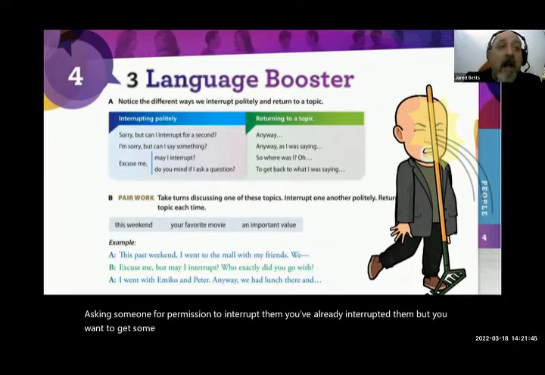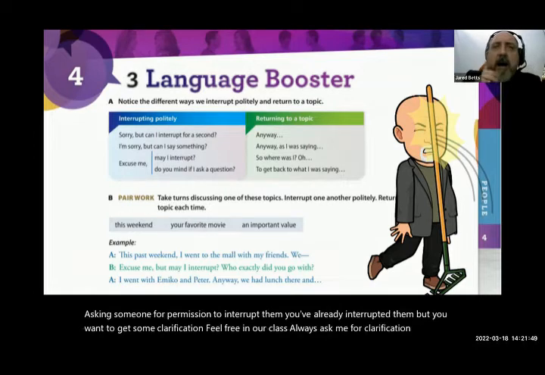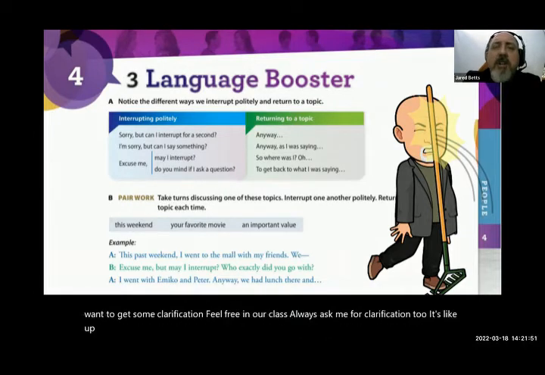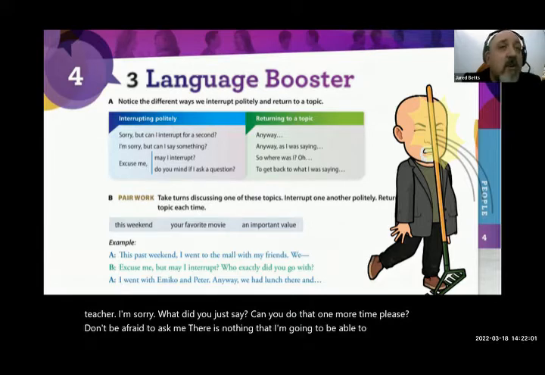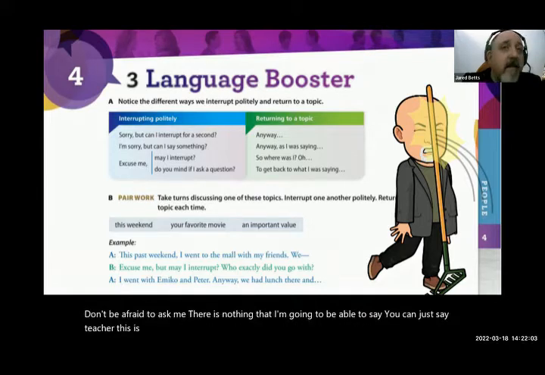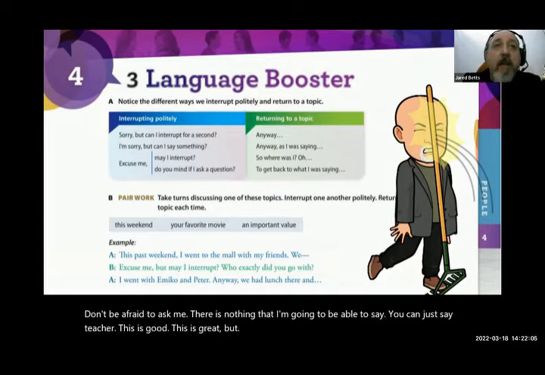Feel free in our class. Always ask me for clarification too. Say, teacher, I'm sorry, what did you just say? Can you do that one more time, please? Don't be afraid to ask me. There is nothing that I'm going to be able to say. You can just say, teacher, this is good. This is great, but objection! Can you explain that one more time?